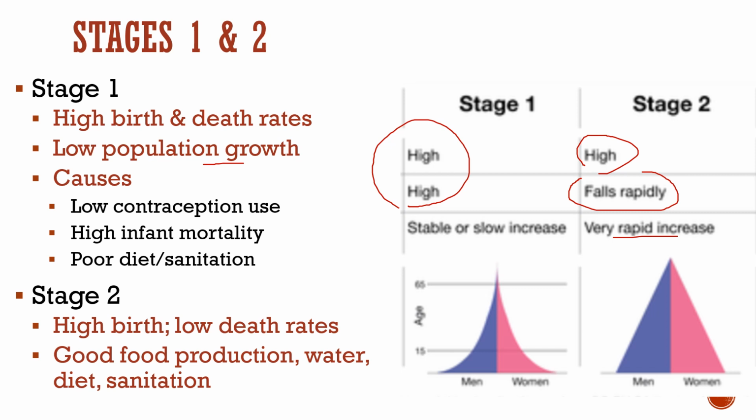So this is where, again, not a lot of contraception, but we still have good food, we have lots of water, good diet and sanitation. So that infant mortality starts to decrease. They start surviving to a greater age.